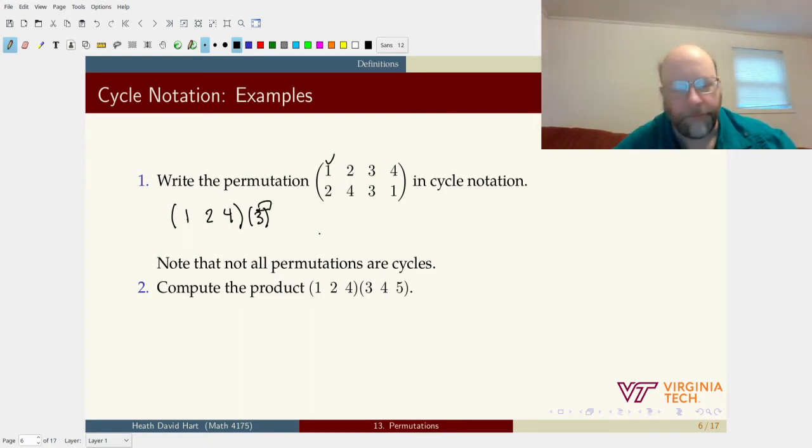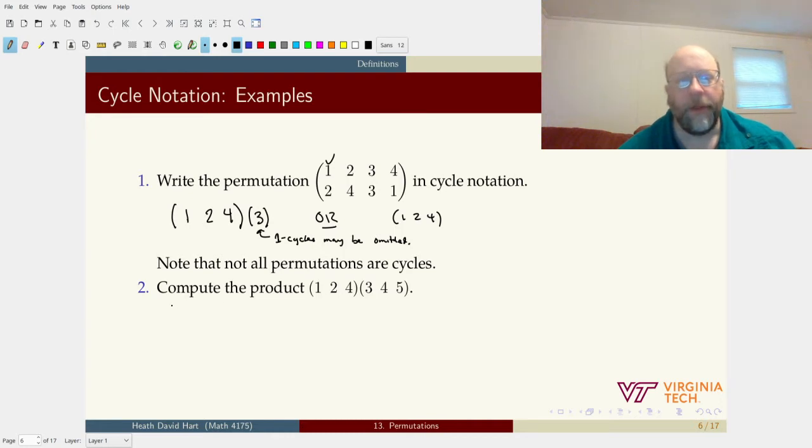Okay? And in fact, it's optional to write a cycle of 1. So 1 cycles may be omitted. Anything higher than a 1 cycle has to be included, but 1 cycles may be omitted. So this is correct, or this is correct. So not all permutations turn out to be cycles. Some permutations turn out to be a combination of cycles.